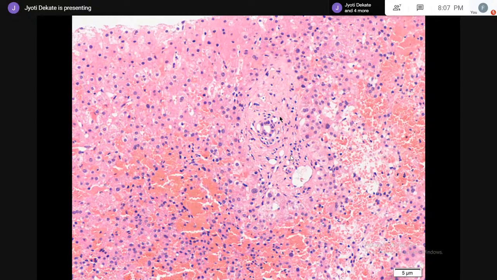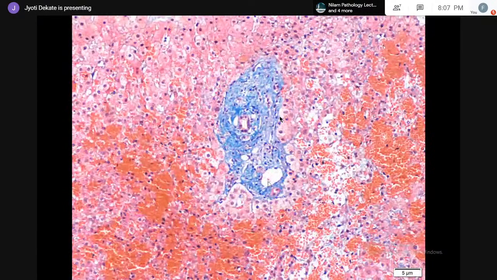So there is some obliteration in the portal vein branch, which is more pronouncedly seen in this Masson trichrome stain. There is some portal fibrosis, the thick bands of fibrosis, and there is some compromise in the lumina of this portal vein. As we can see, there is a lot of congestion.